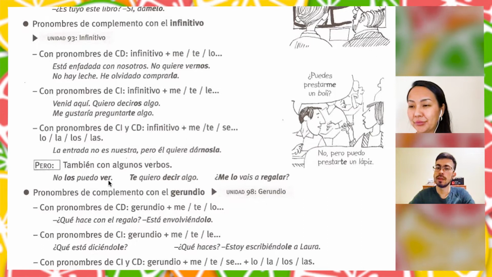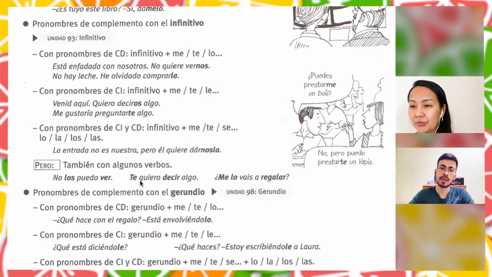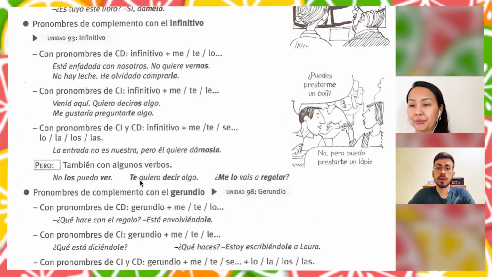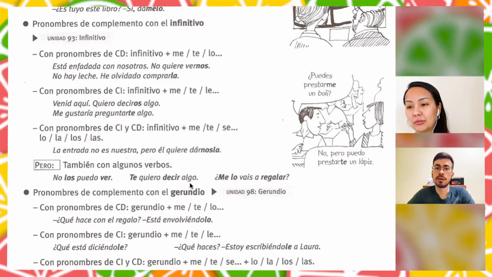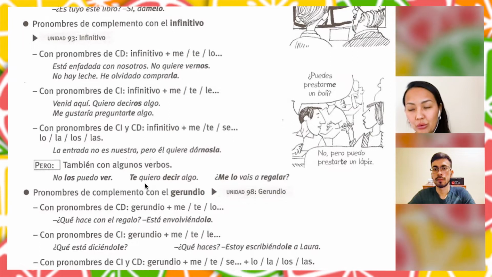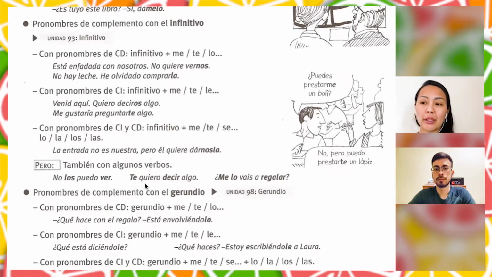But remember that the pronoun should be before the first verb. This is confusing, right? But we cannot say, for example, quiero te decir algo. It's not correct, because I want you to do something. That's why we have to put te before decir.